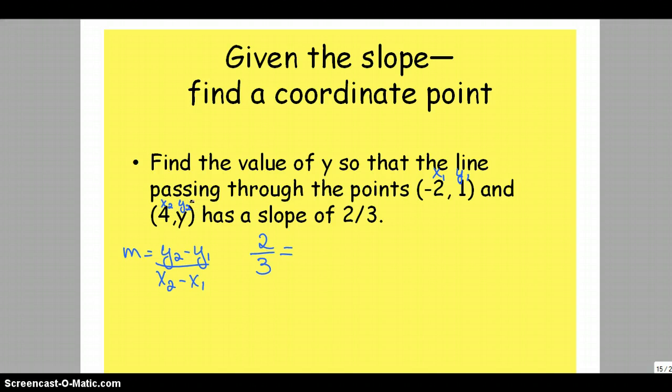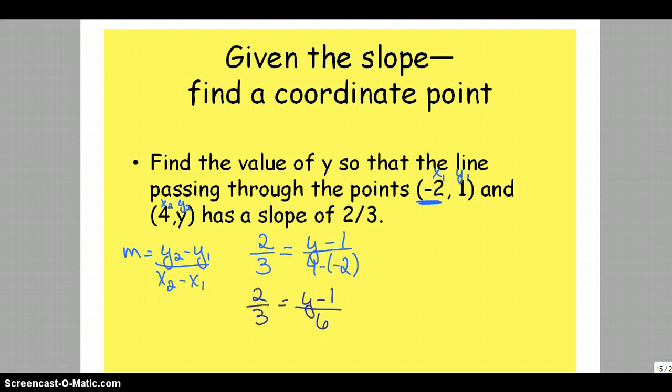Like I said, it doesn't matter which one you do what. So y sub 2 is going to be y minus 1 over 4 minus negative 2. Be careful, make sure you include that negative from the x value. So now we have 2/3 is equal to y minus 1 over 4 minus negative 2. Well, two wrongs don't make a right, but two negatives make a positive, so that turns into 4 plus 2. 4 plus 2 gives me 6.